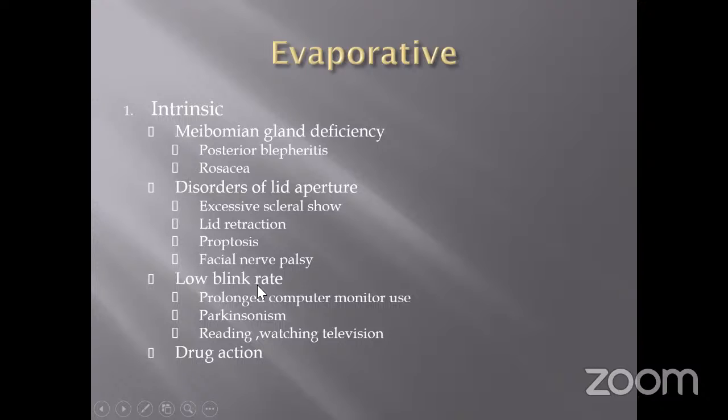And when the blink rate is reduced also, there will be evaporative dry eye. Usually it is seen in computer vision syndrome. We'll have a discussion on that later. And also in patients with Parkinsonism. And when we are keen in reading or watching television also, we'll have that type of deficiencies.